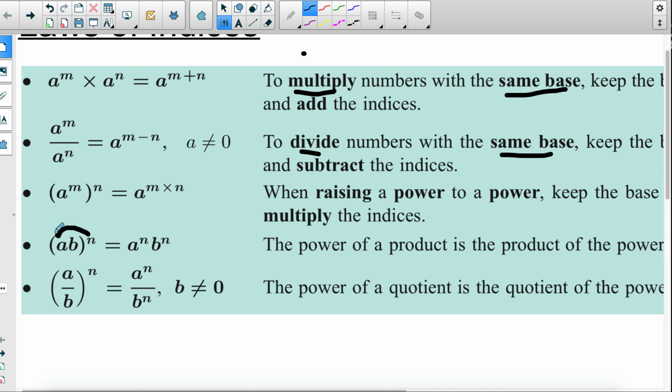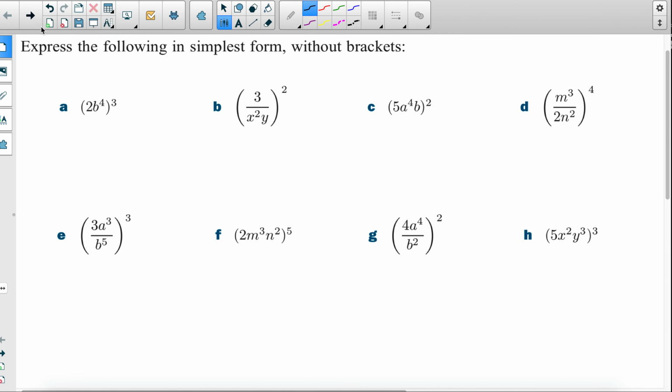For the next rule, you're spreading this n to every term inside the bracket. It doesn't have to be a letter. So it's going to be a to the power of n, b to the power of n. And similarly, when the numbers are being divided, you spread the powers there with the last one, given that b is not equal to 0, the denominator is not equal to 0. So these rules you need to remember like the back of your hand and use them continuously.